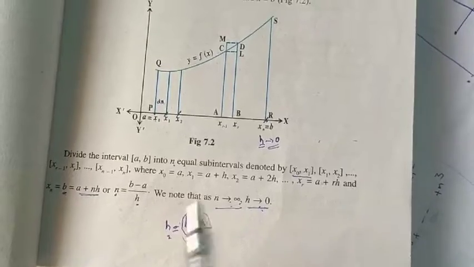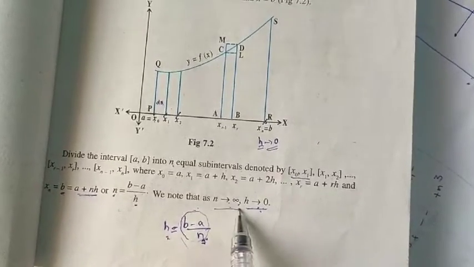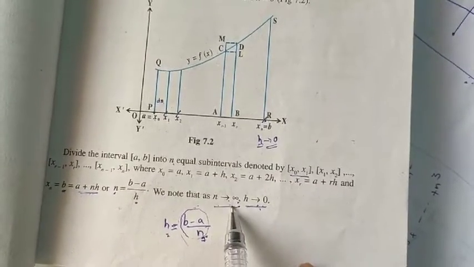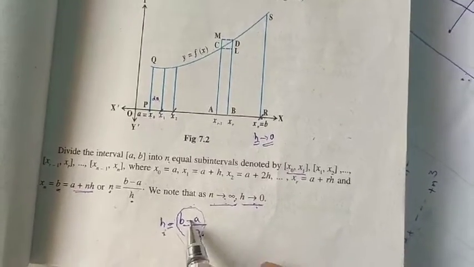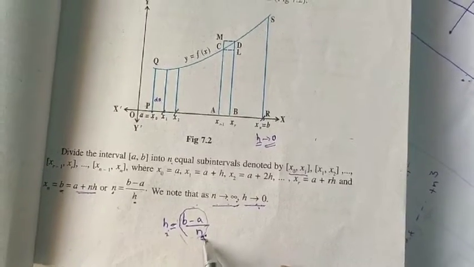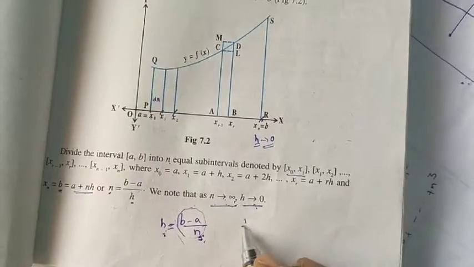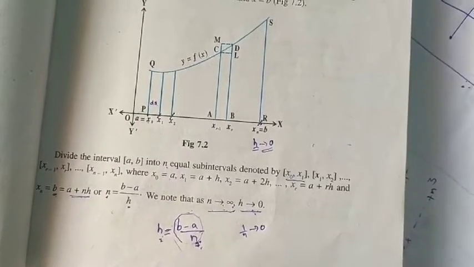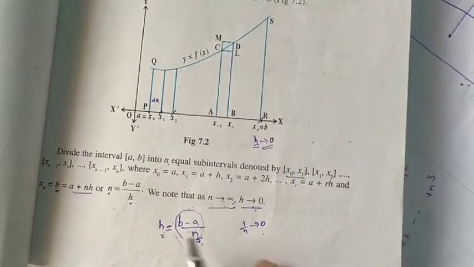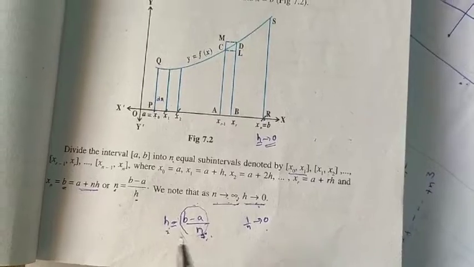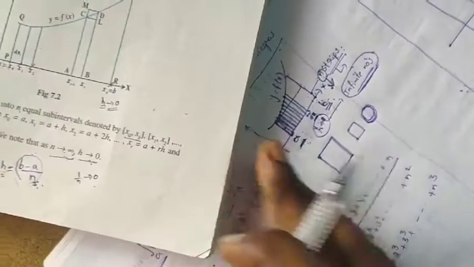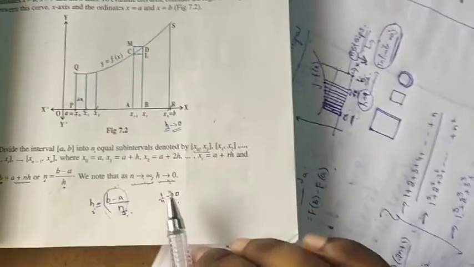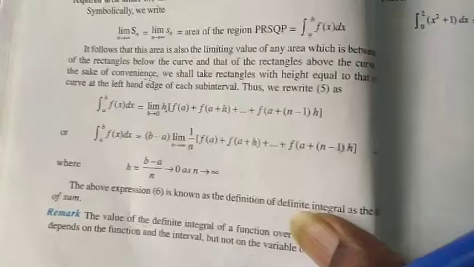I already said infinite values. That is only what is meant by n tends to infinity. Look, h is equal to b minus a by n. As n tends to infinity, 1 by n becomes 0. When 1 by n becomes 0, h also becomes 0. Already I clearly said it. n is infinite and h tends to 0.